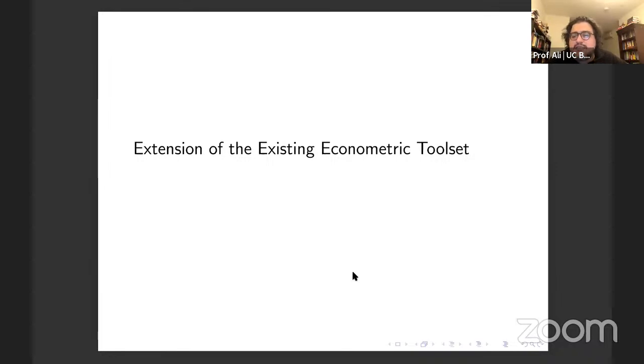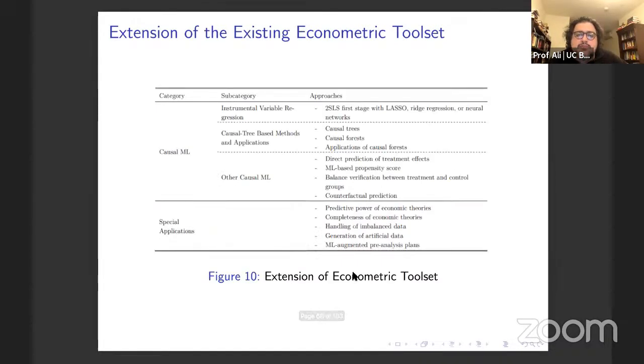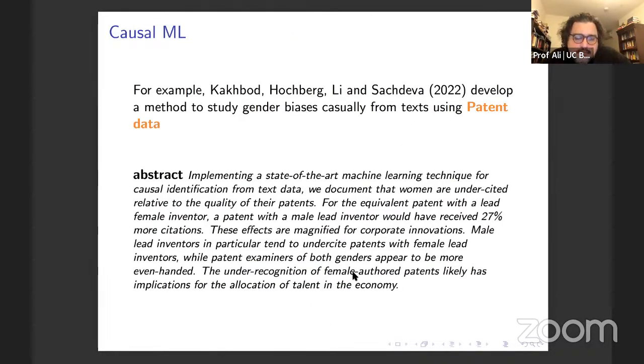And by that, we can handle very difficult problems, because machine learning, like deep learning and neural networks, will enable us to deal with high dimensional data, like text. So we can use them as a part of our causal problems. For example, let me quickly explain one application. This is another paper that I have recently written with Yoel, Piao Li and Kunal Sajidwa.